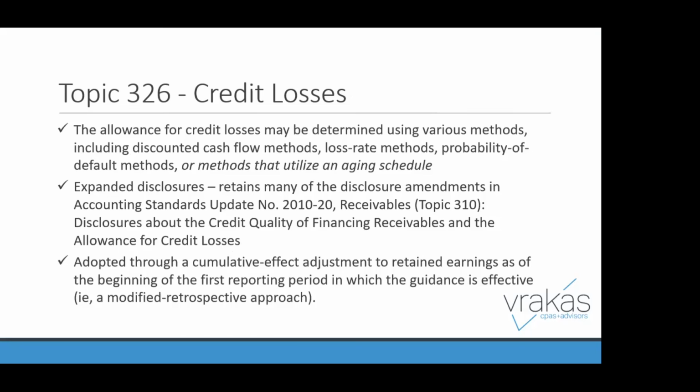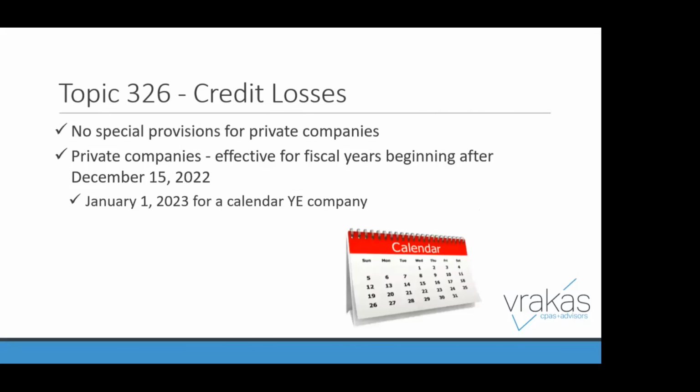The standard says that you can determine your credit losses based on a variety of methods, including some type of method that uses an aging schedule, which is probably what a lot of people use currently. There are expanded disclosures, of course, because the FASB loves to have more and more disclosures, and it is adopted at the beginning of the reporting period in which the guidance is effective. For non-public companies, it's effective for fiscal years beginning after December 15th, 2022. So for a calendar year-end company, this would essentially mean you're going to adopt the standard January 1st, 2023.